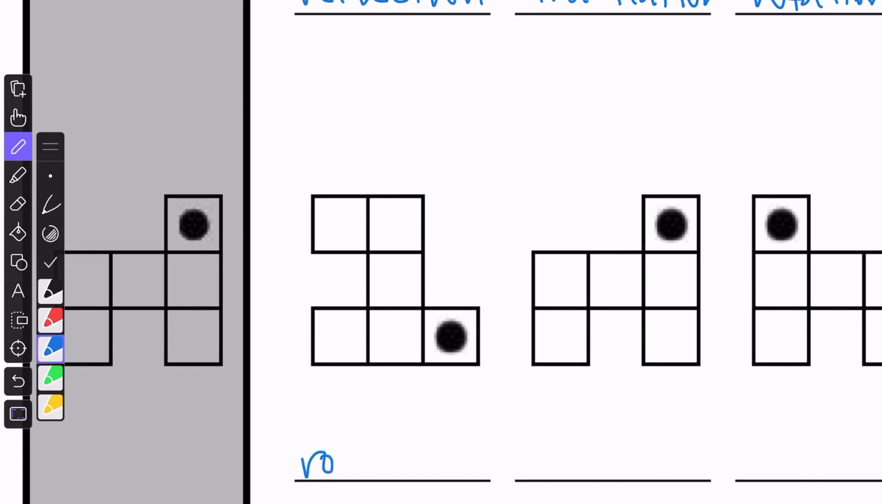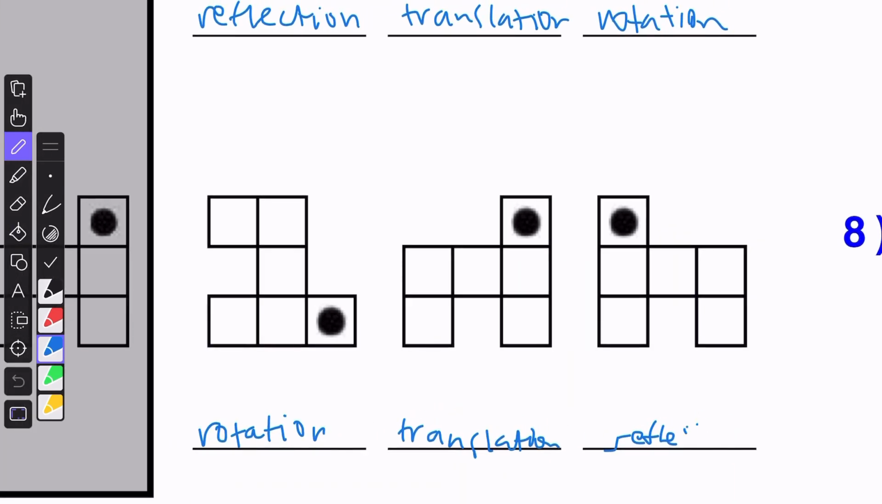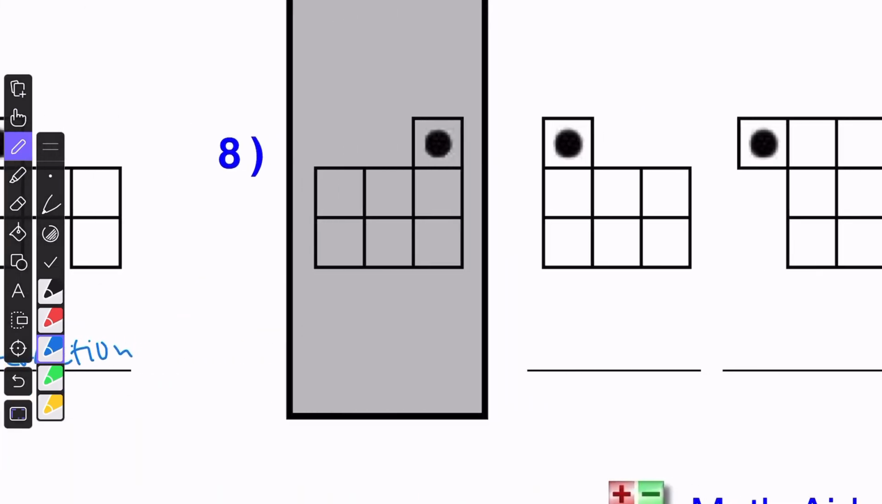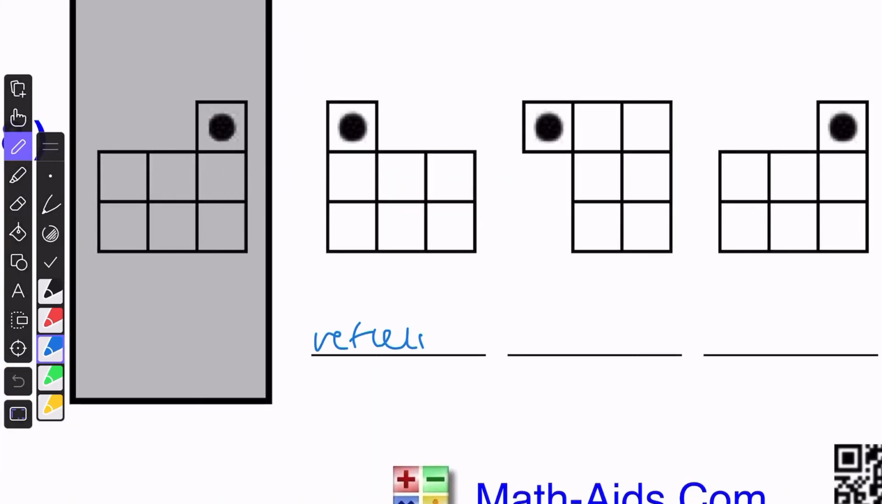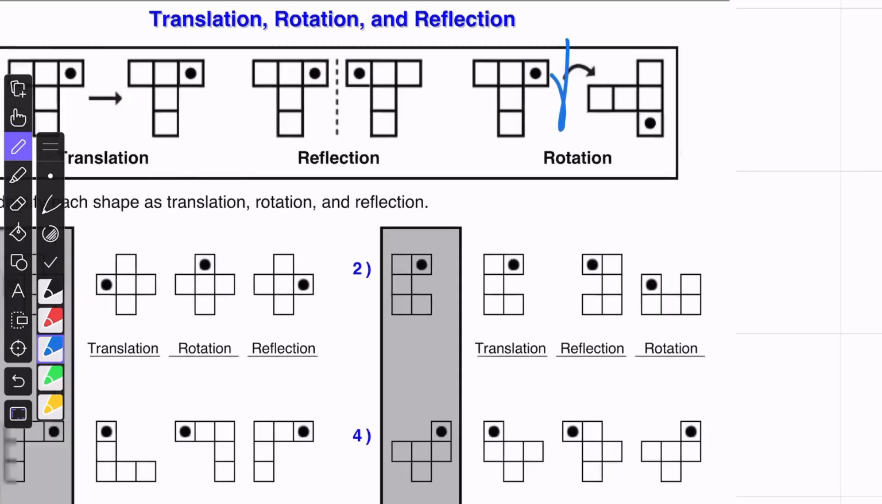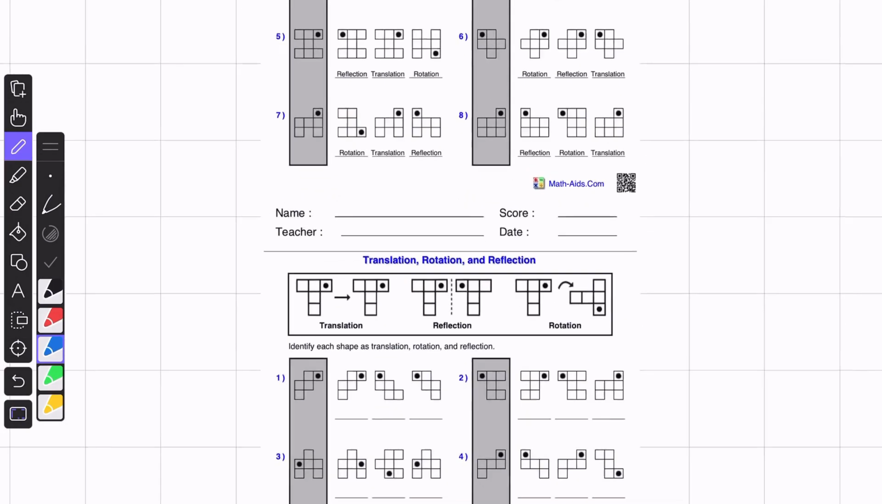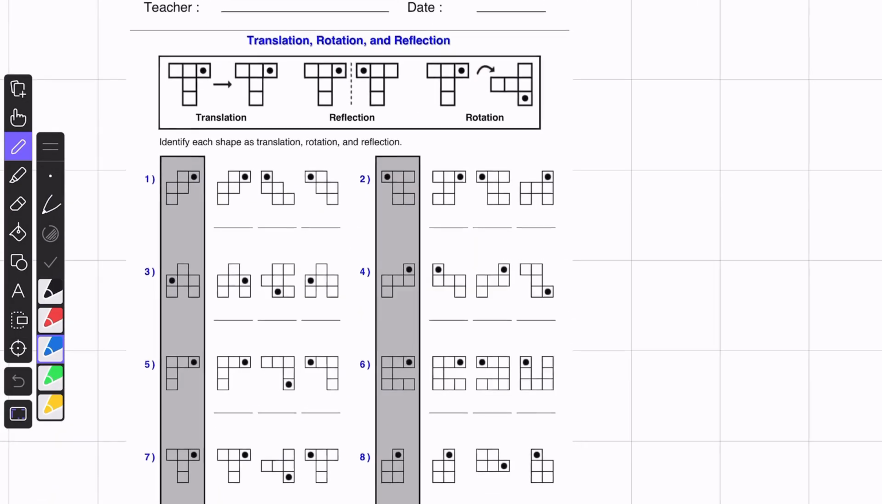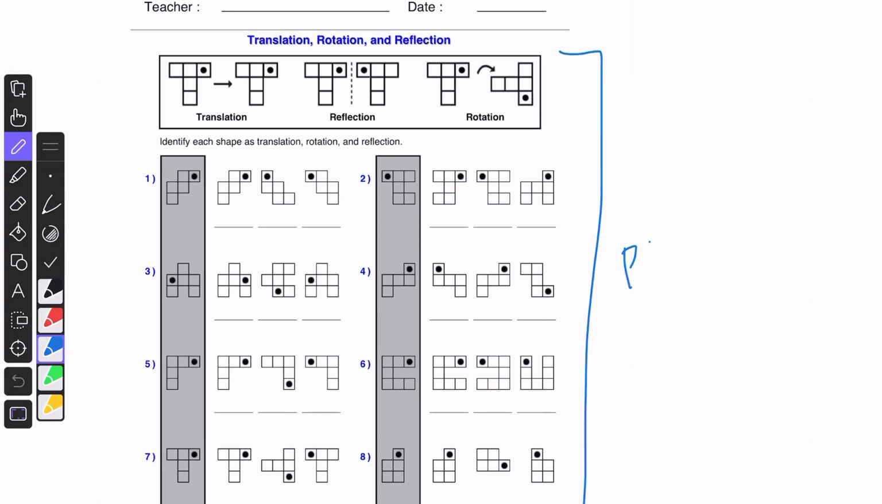This one is rotation because if you moved it around, you could get it over there. This one is translation because it hasn't moved. And this one is reflection. Oh, my handwriting's getting worse. This one is going to be reflection because it would look the same if it was flipped across an axis. This one is going to be rotation. And this one is going to be translation because it looks the same. There we go. That looks right. And then our last problem set, I'm going to pause and let you work on this and then come back for the answers.